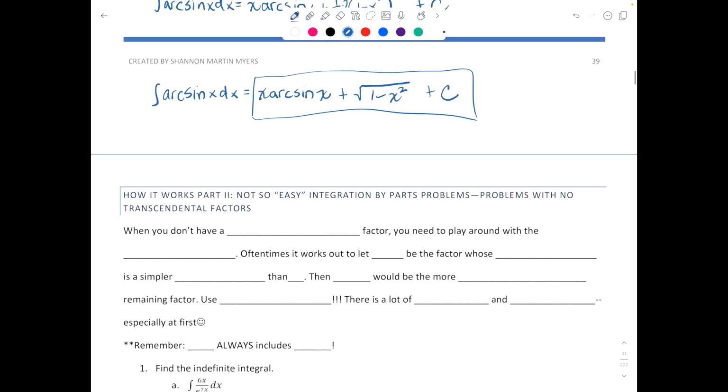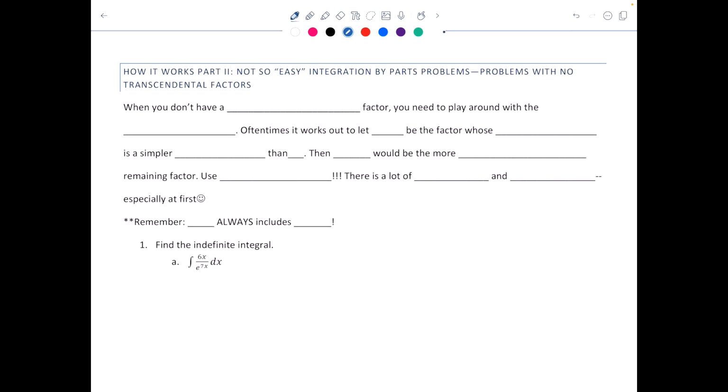All right, excellent. Okay, here's the next part, the not so easy integration by parts problems. But like I said, we'll get through them. When you don't have a transcendental factor, you need to play around with the integrand. That's the stuff that's in the integral. Oftentimes it works out to let u be the factor whose derivative is a simpler factor than u itself. Then dv would be the more complicated remaining factor.